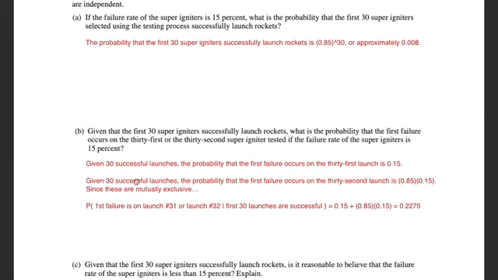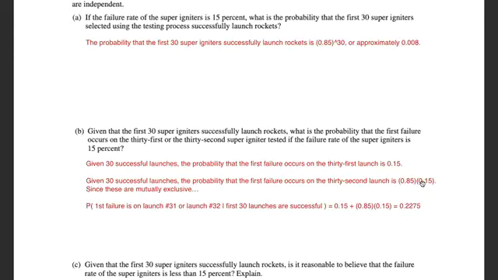All right, so again, given that there have in the past been 30 successful launches, because of independence, the probability that the first failure occurs on the 32nd launch, well, here we have to be careful. To get to the 32nd launch to be the first failure, that means the 31st, the one before it, has to be a success, and then the 32nd one has to be the failure. So the success on the 31st launch is 0.85. The failure on the 32nd launch is 0.15. So I have to multiply those two probabilities together.